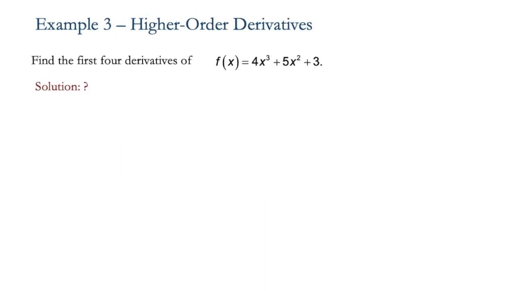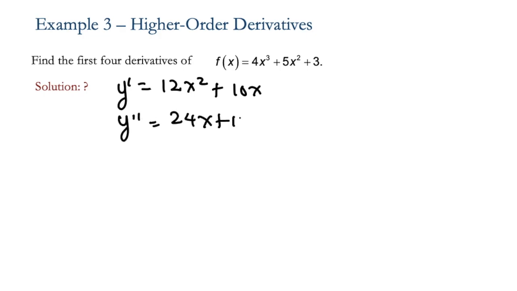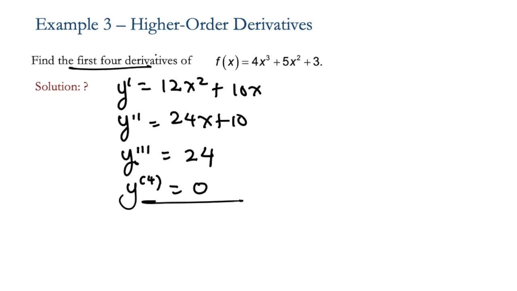So, for instance, find the first 4 derivatives of this. You need to find the first derivative: 12x squared plus 10x plus 0. Find the second derivative: 24x plus 10. Find the third derivative: 24. Find the fourth. What do you get? You don't see x, isn't it? Then you get 0. That's the final answer for this question. So first 4 derivatives: first derivative, second derivative, third derivative, fourth derivative. Is it clear?